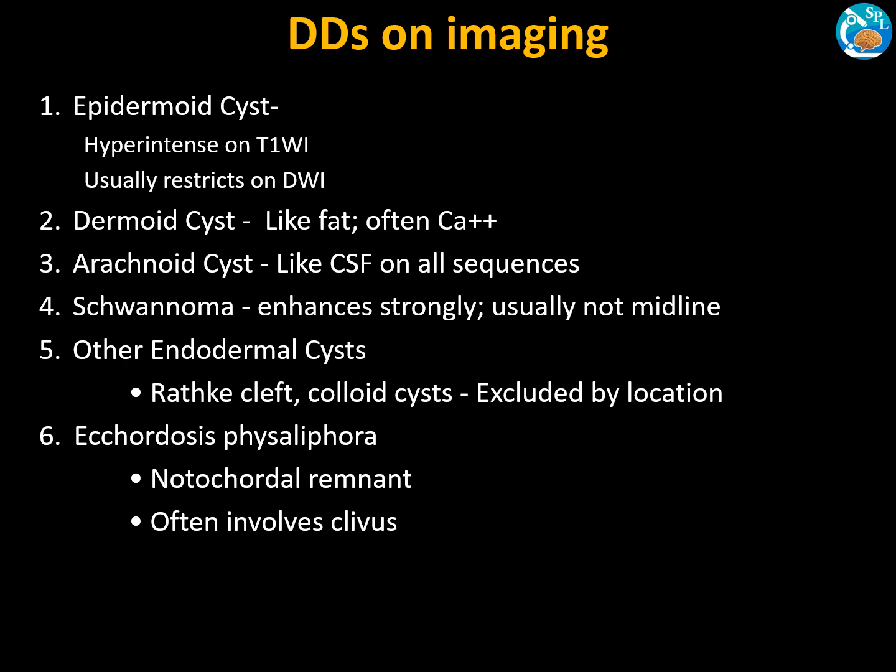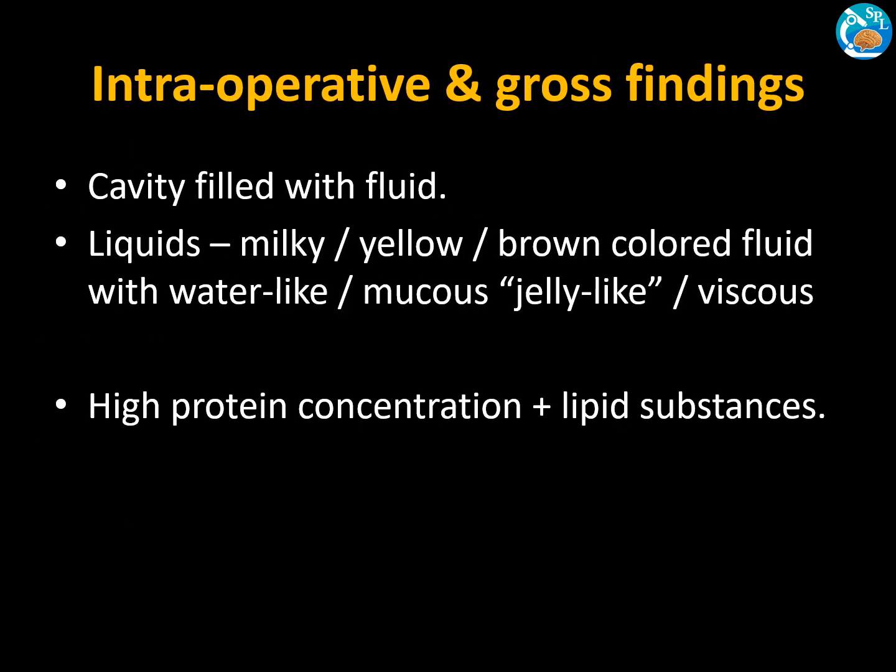Then next we should take into consideration the other endodermal cysts, that is the Rathke's cleft and the colloid cyst, which are excluded by location. And the last and the rare one is the chordoma ecchordosis physaliphora. This is a notochordal remnant and it often involves the clivus.